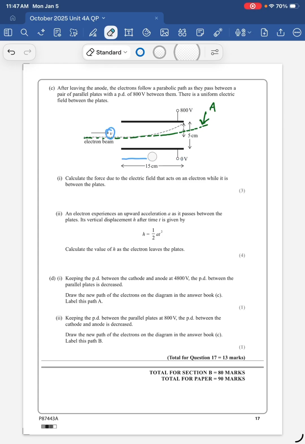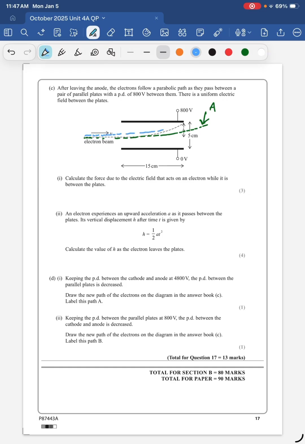So what's going to happen in this scenario? The electrons will be deflected more, right? Because they will spend more time, so they will keep bending upwards, okay? So the path in this scenario will look like this, okay? So let's call this, they want us to call it B. Okay, I hope this makes sense.